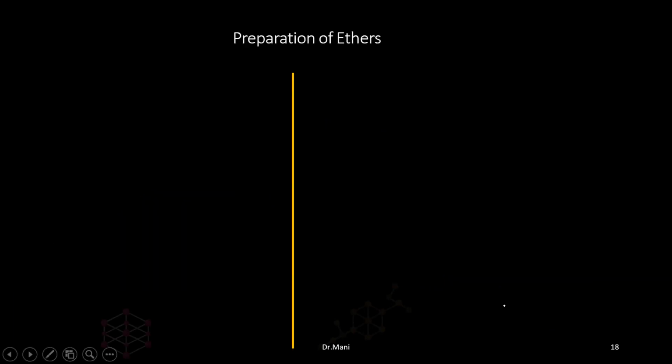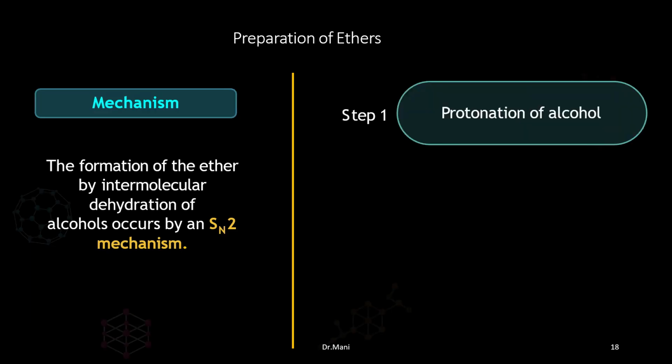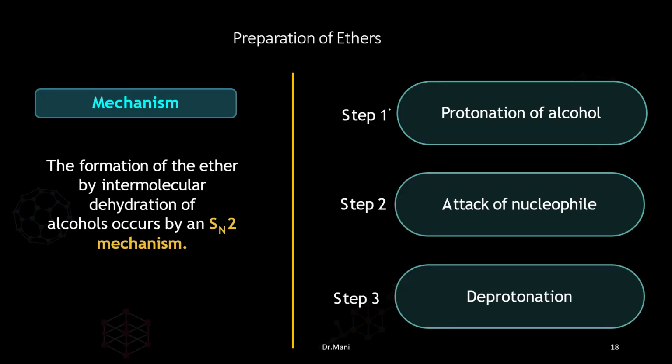So let's see how we do the preparation of ethers. What is the mechanism? This mechanism involves the formation of the ether by intermolecular dehydration of alcohols by using the SN2 mechanism. How does this happen? It will happen in three steps. Step one is the protonation of the alcohol. Step two is the attack of the nucleophile. Step three is deprotonation. Whatever we discussed in the SN2 mechanism, the same methods apply here.